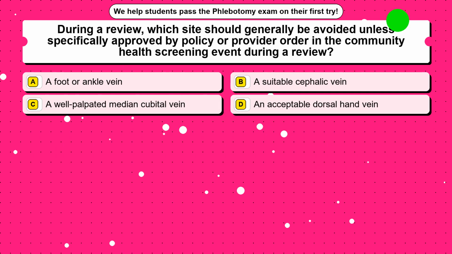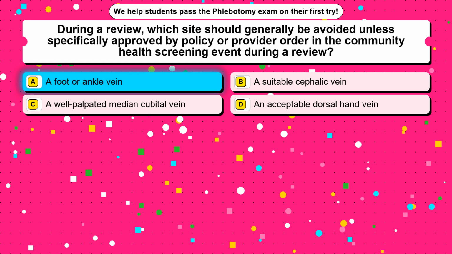Question 27. During a review, which site should generally be avoided unless specifically approved by policy or provider order in the community health screening event during a review? Option A. A foot or ankle vein. Option B. A suitable cephalic vein. Option C. A well-palpated median cubital vein. Option D. An acceptable dorsal hand vein.